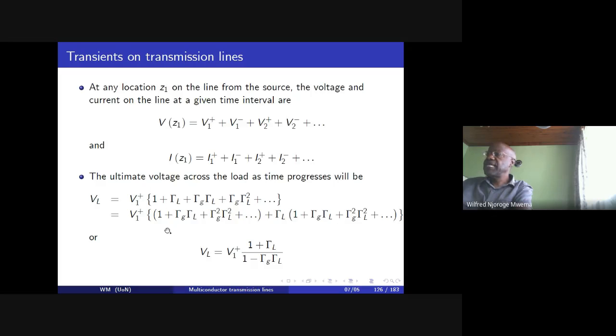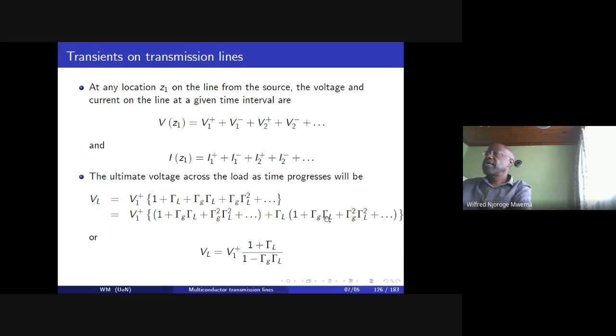And what we'll see is that when we sum this kind of values, where gamma L and gamma G are less than unity, this will converge to a value given by 1 over 1 minus gamma G gamma L. So in the end, VL is going to be given by V1 plus times (1 plus gamma L) over (1 minus gamma G multiplied by gamma L).